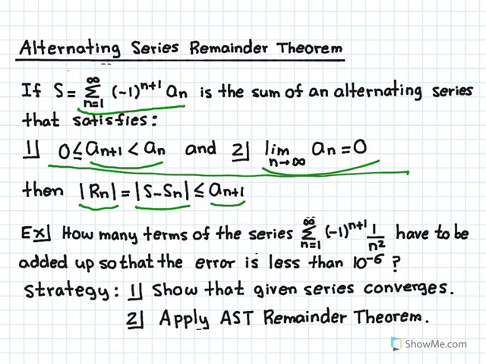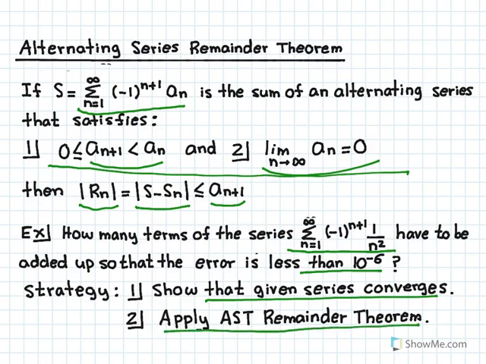So let's look at an example. How many terms of the series, summation n equals 1 to infinity of (-1)^(n+1) times 1 over n squared, have to be added up so that the error is less than 10 to the minus 6? Our strategy will be, number 1, show that the given series converges. Number 2, apply the alternating series remainder theorem to find the number of terms that we have to add up so that the error is less than 10 to the minus 6.